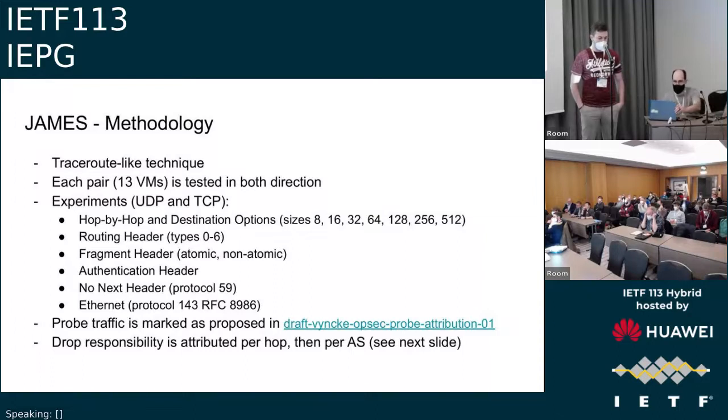We have also tested routing headers from type 0 to 6 included. We have tested fragment headers, both atomic and non-atomic. We have tested authentication headers, no-next header, or with Ethernet, which is defined in RFC 8986, which is, if I remember well, something about segment routing for IPv6 and network programmability. And for each experiment, the probe traffic we send is marked as proposed in the draft that you see in the slide.